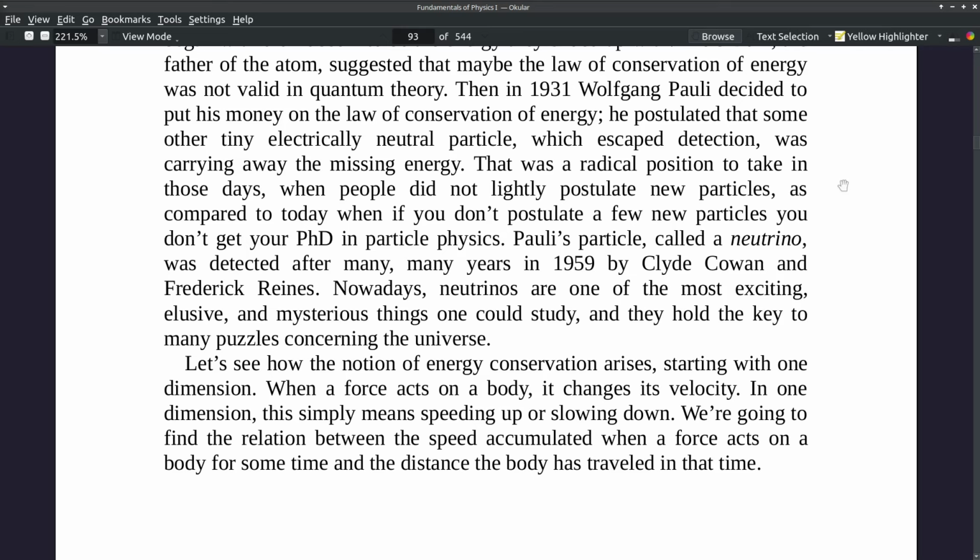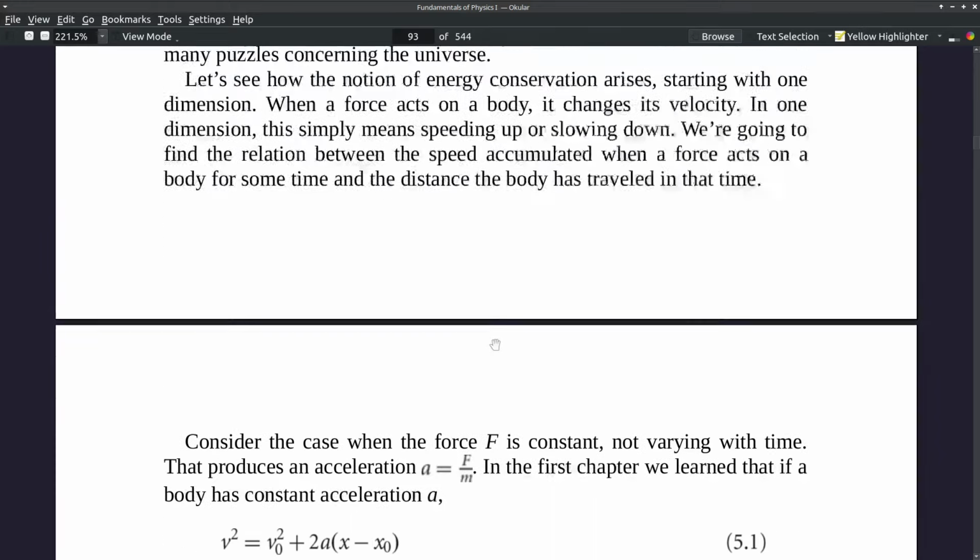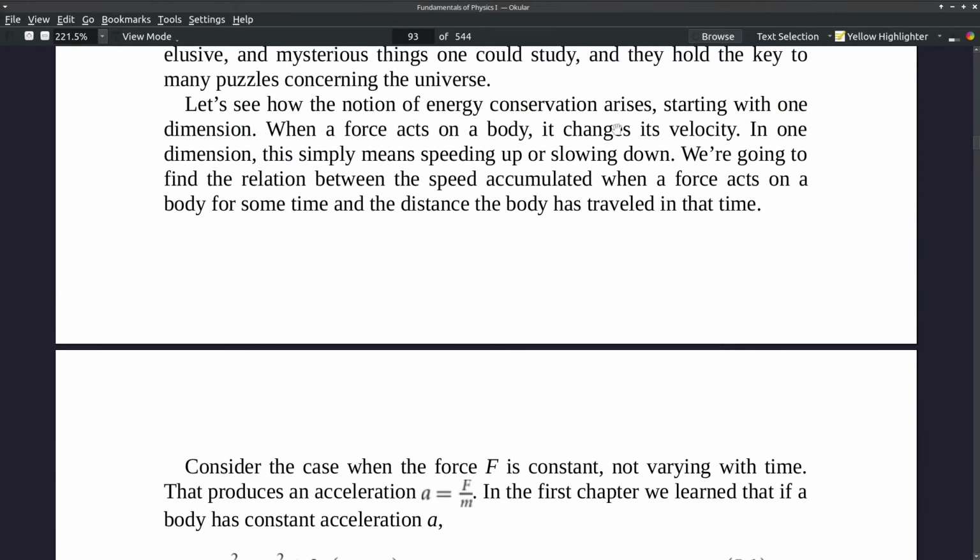He postulated that some other tiny electrically neutral particle which escaped detection was carrying away the missing energy. That was a radical position to take in those days, when people did not lightly postulate new particles, as compared to today, when if you don't postulate a few new particles, you don't get your PhD in particle physics. Pauli's particle, called a neutrino, was detected after many, many years in 1959 by Claude Cohen and Frederick Rains. Nowadays, neutrinos are one of the most exciting, elusive, and mysterious things one could study, and they hold the key to many puzzles concerning the universe. Let's see how the notion of energy conservation arises, starting with one dimension. When a force acts on a body, it changes its velocity. In one dimension, this simply means speeding up or slowing down. We're going to find the relation between the speed accumulated when a force acts on a body for some time and the distance the body has traveled in that time.